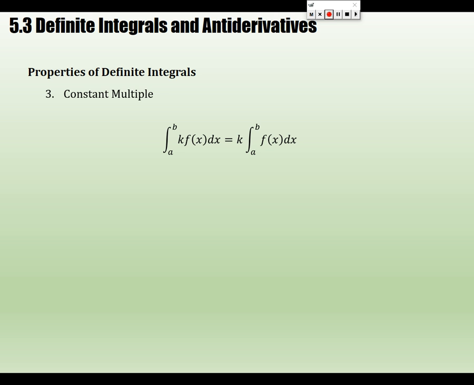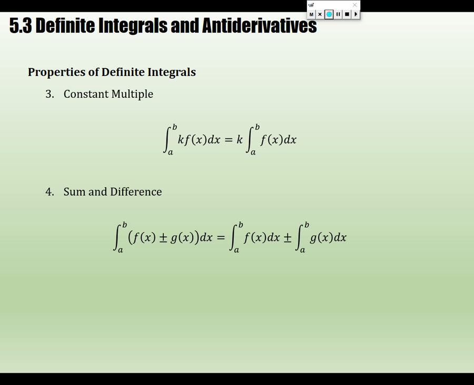I mean, remember where we came from, right? What is this integral? Go back to Riemann sums from this past week. Really, this is a sum, and imagine this sum. If you were computing all the heights of the rectangles, you'd have k times the function value plus k times the function value plus k times the function value. Do you think you could just factor out the k? Absolutely. It is just the distributive law.